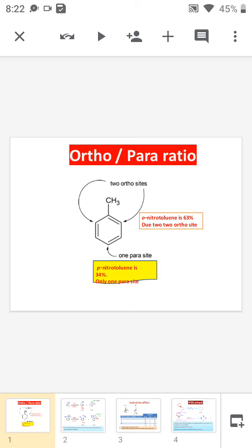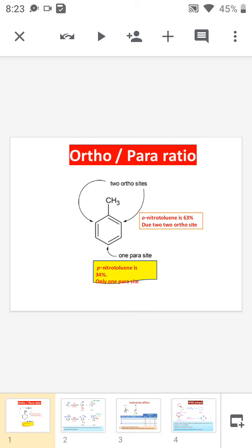in toluene, the substituent is a methyl group and it is an electron donating group, which acts as an activating group and donates its electrons to the benzene. So that's why the benzene ring is electron rich. So the electrophile can attack both the ortho positions and the para position. So our expected outcome, that means the ortho-para ratio, is 2:1.